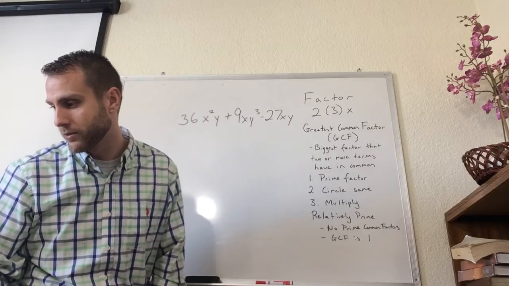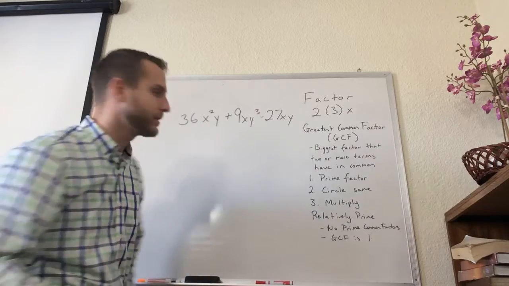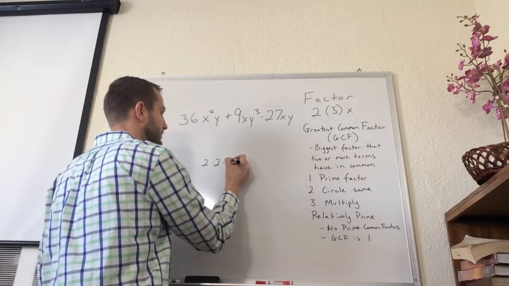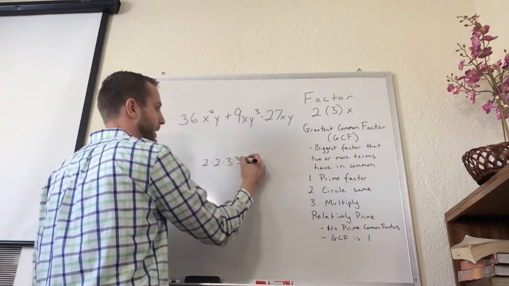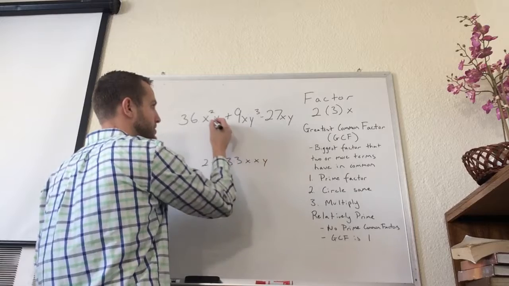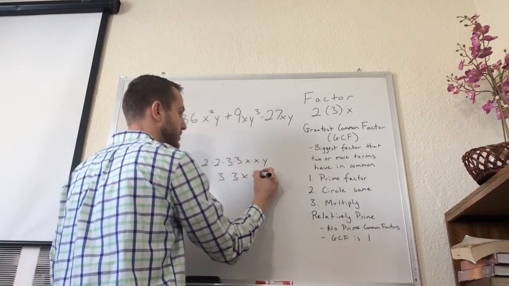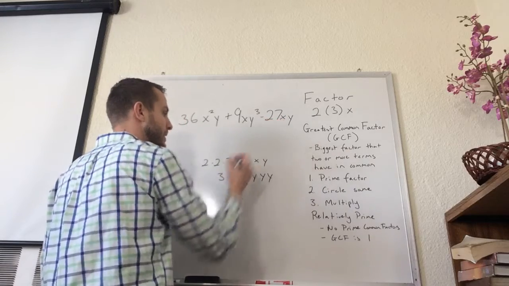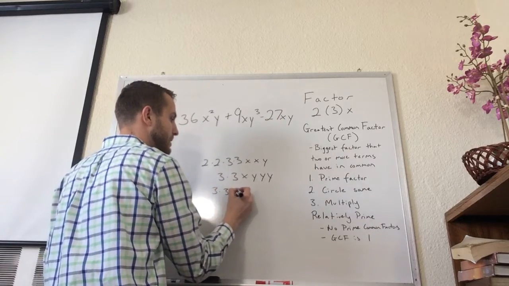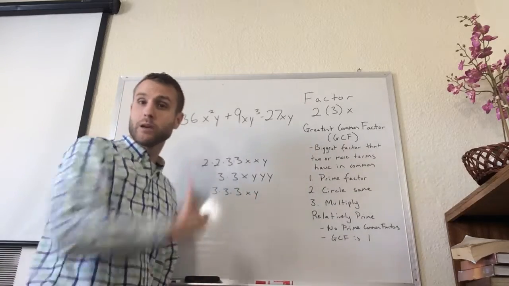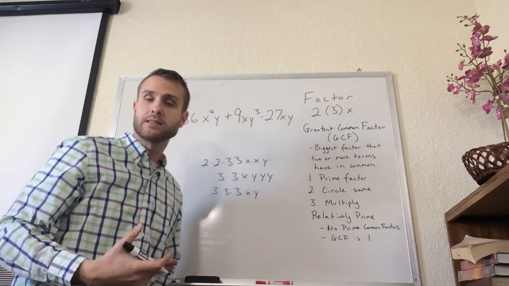So for 36, I have 2, 2, 3, and 3. And then I have x squared, so that's 2 x's, and then just y. For 9, that's 3 and 3, x, and then 3 y's, since I have y cubed. For 27, that's 3, 3, and 3, 1x, and 1y. Now I have 3 terms, but I'm still doing the same thing.